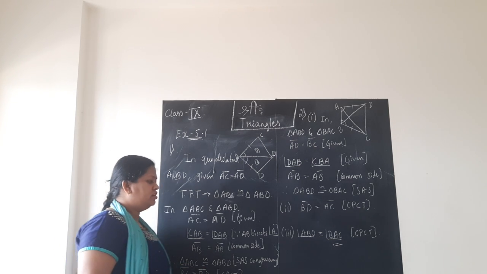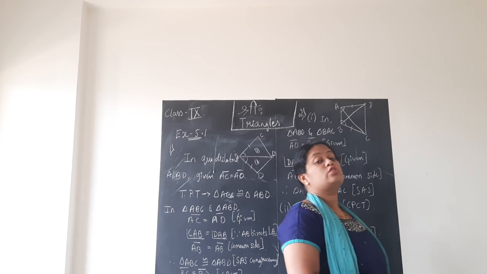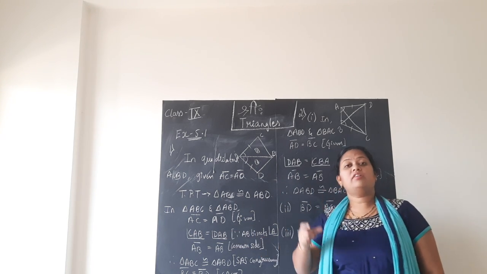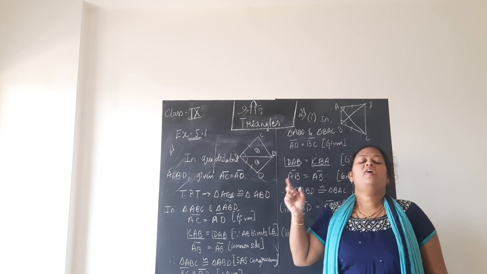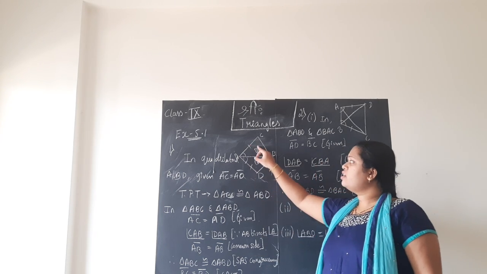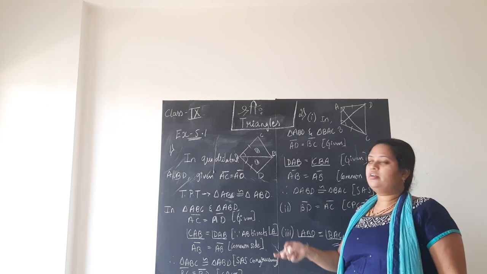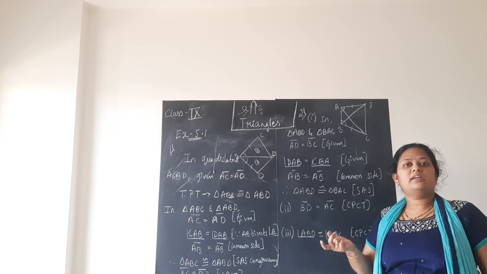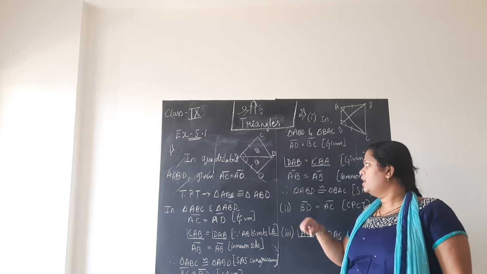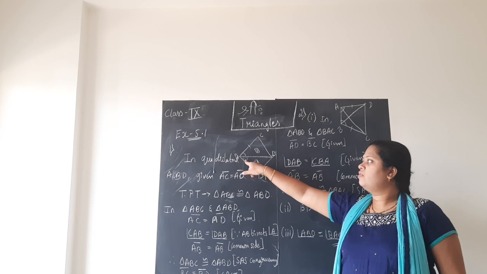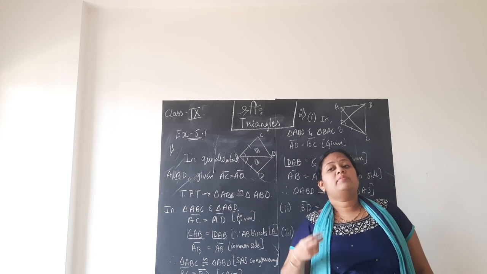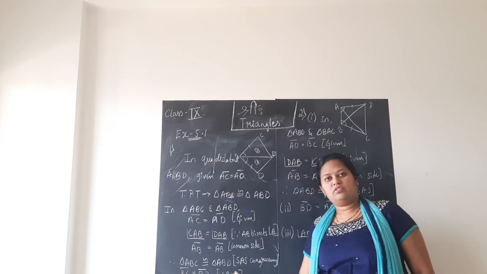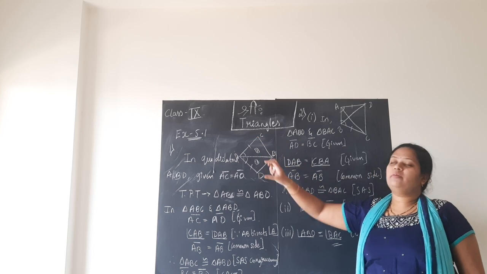Why? You have learned about the CPCT. If at all we prove that it is congruent parts of congruent triangles. CPCT are congruent parts of congruent triangles. Congruent parts means what? Now we have proved these two triangles are congruent by using this side and the common side. So the remaining sides of the two triangles become the congruent parts. Similarly, we proved angle A and angle A are equal, means the other two angles also will become the congruent parts of the congruent triangles by CPCT. So by CPCT, children, we can easily say BC equals BD.